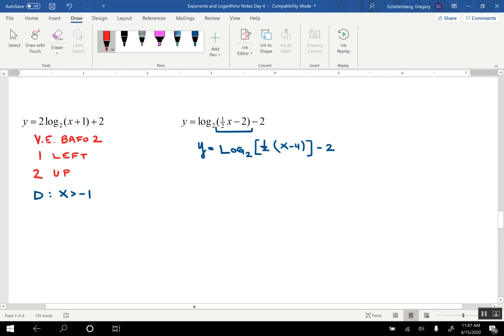So that's a b value of 1/2, which is going to represent horizontal expansion by a factor of 2. So HE, horizontal expansion by a factor of 2, and then a shift of 4 units to the right and 2 units down. How does our domain change? Well, we're shifting 4 units to the right. That's all that matters here. So our domain is values of x that are greater than 4.